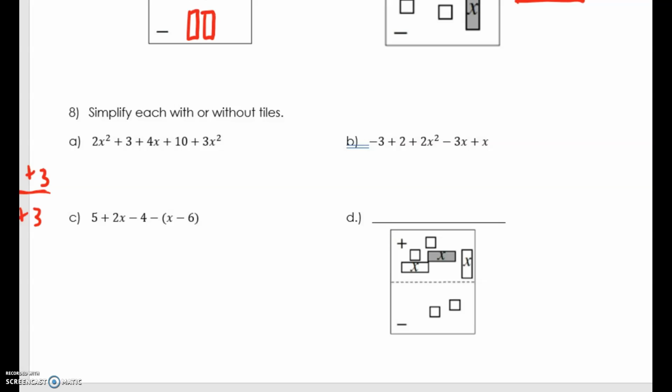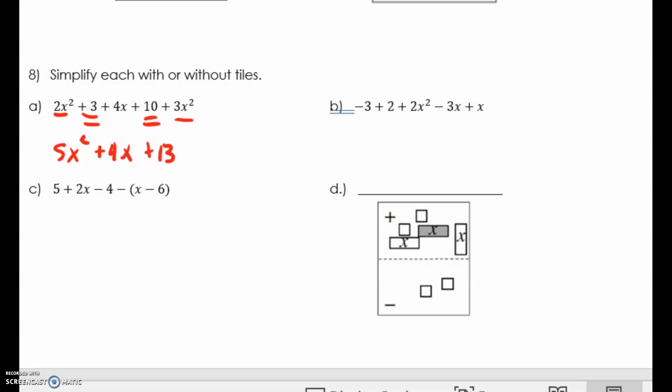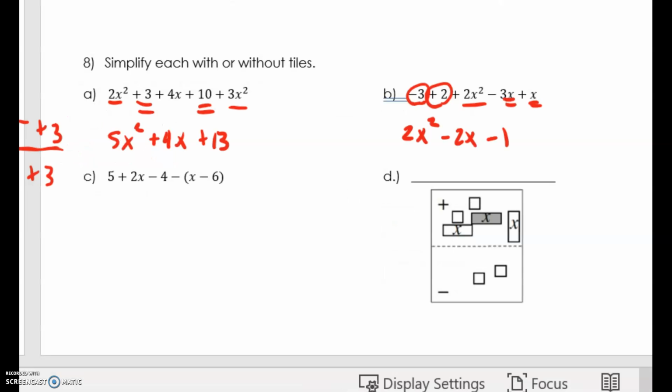All right. Number 8, simplify each without tiles. So you're just combining like terms. 2x squared and 3x squared makes 5x squared. We don't have any other x terms. And then 3 and 10 gives me 13. Give the next one a try if you haven't. Okay, I got 2x squared minus 2x minus 1.